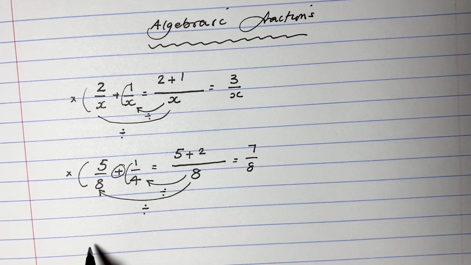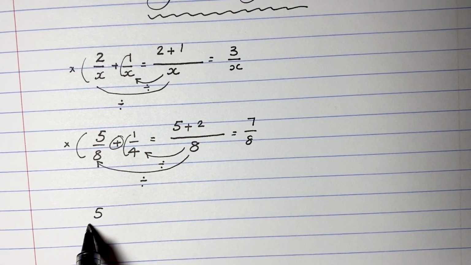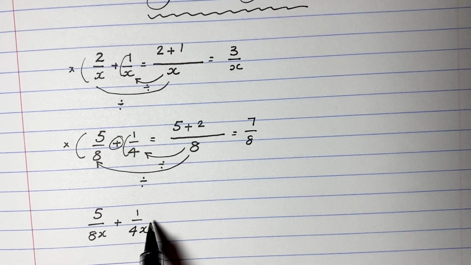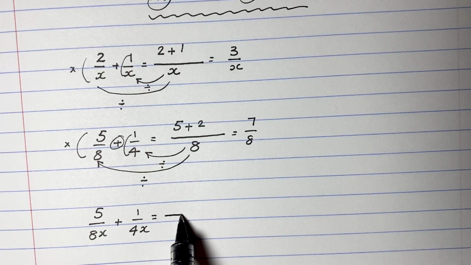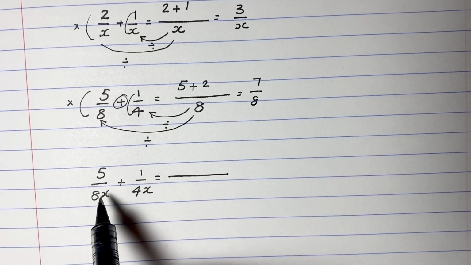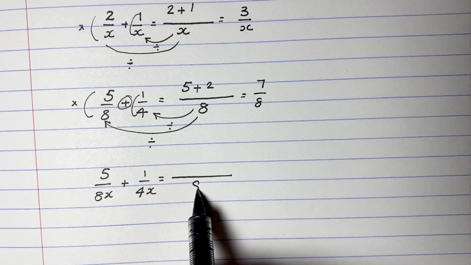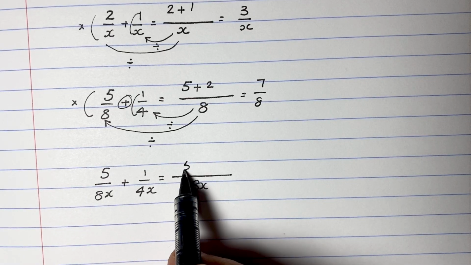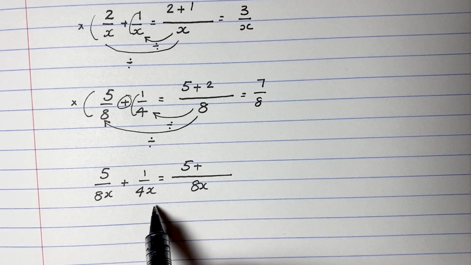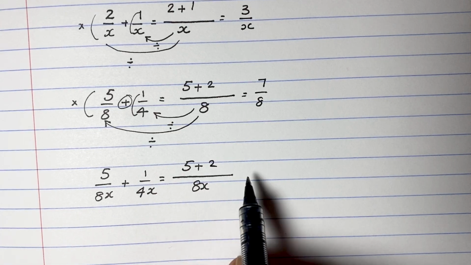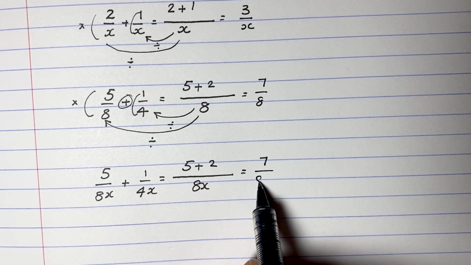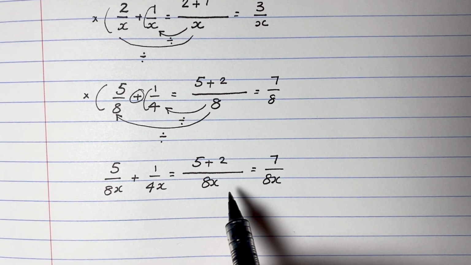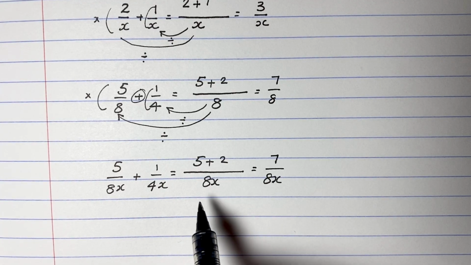Now, if this question was written as 5 over 8x plus 1 over 4x, the same rule applies. You find the common denominator. The common denominator for 8x and 4x is 8x. 8x divided by 8x is 1. 1 times 5 is 5. 8x divided by 4x is 2, times 1 is 2. So it's 7 over 8x. So the algebraic fractions rule is the same as the rule for the numerical addition and subtraction of fractions.